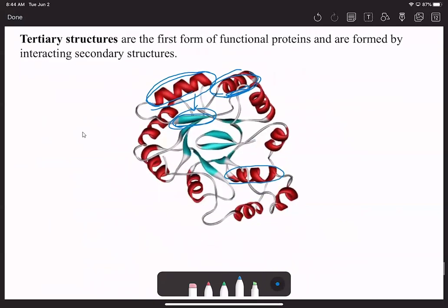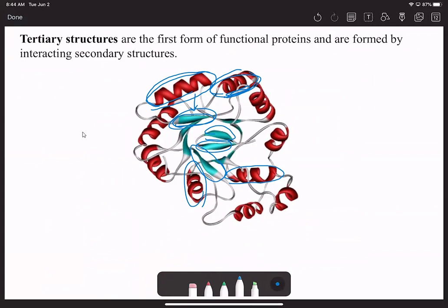Again, we have interaction of these secondary structures. So here we have a beta pleated sheet interacting with another beta pleated sheet, right? Beta pleated sheet interacting with this alpha helix. And there's attractive forces, hydrogen bonds occurring there between these secondary structures.